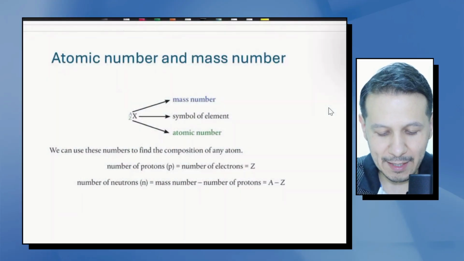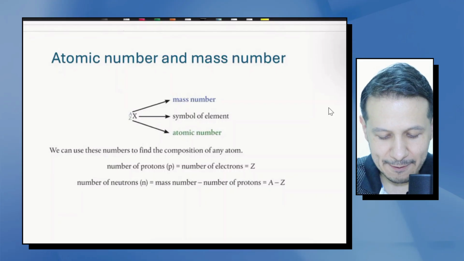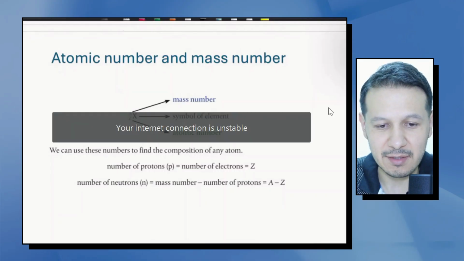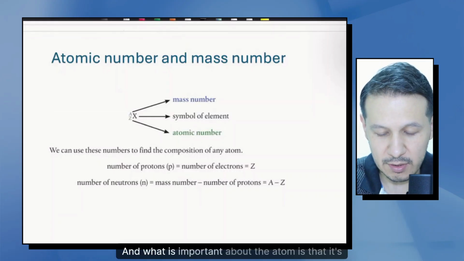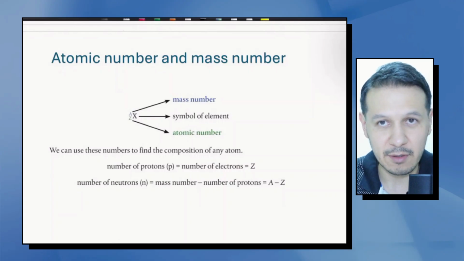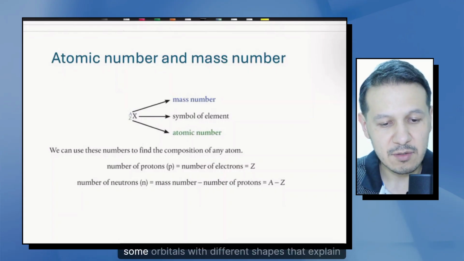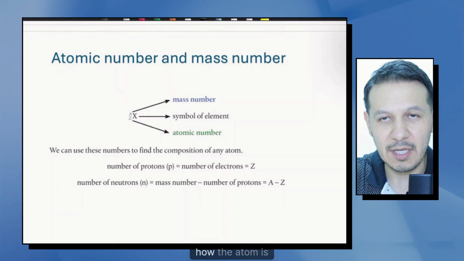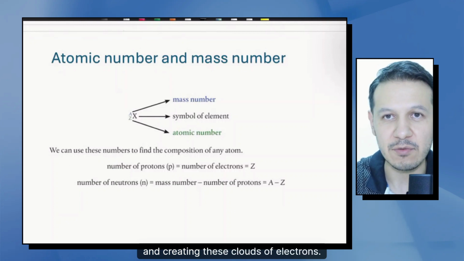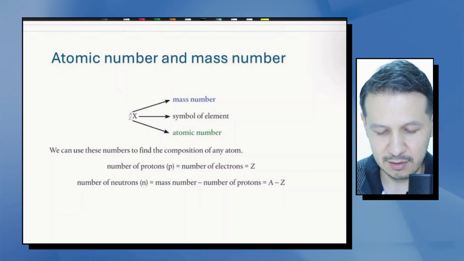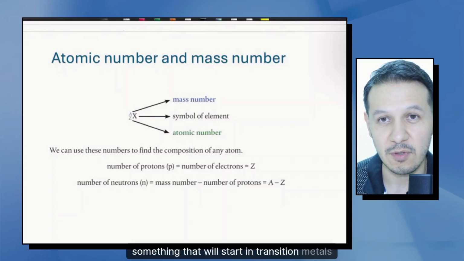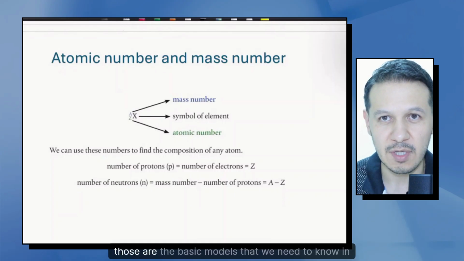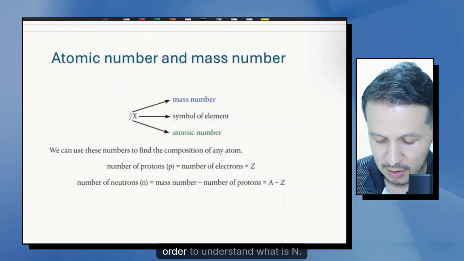It doesn't mean that the model of the atom stopped there in the Bohr model. Scientists, a mathematician, and a physicist participated in the current model of the atom. And what is important is that the atom is a math construction. So we have orbitals with different shapes that explain how the atom is moving and creating these clouds of electrons with different shapes and in different parts of the atom. In the syllabus of the IB, this is something that we'll start in transition metals more in depth. But those are the basic models that we need to know.